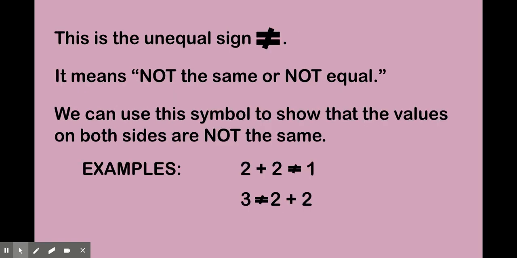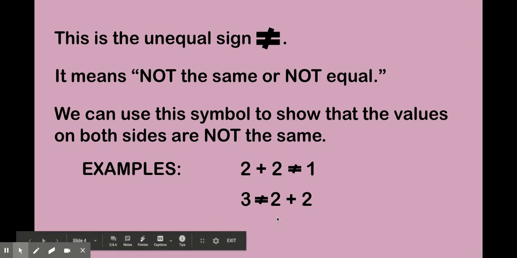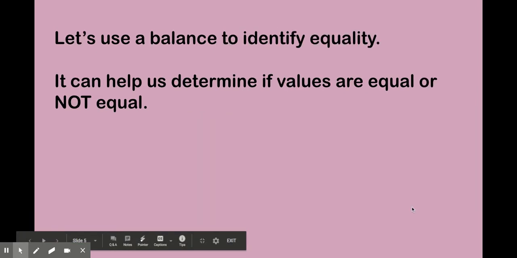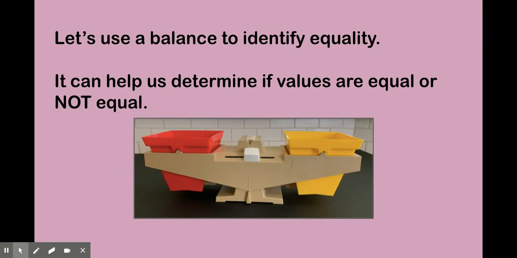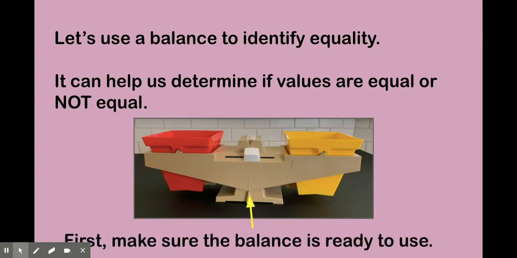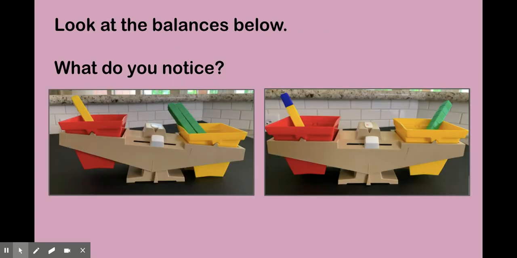So you're going to see that there are equations that can be balanced, that are equal, and ones that are unbalanced, that are not equal, such as these. So let's practice. We're going to use this little balance, and this yellow arrow is pointing to this line and this triangle. Like I showed you guys yesterday, when they line up like that, that means it's balanced and it's even. So we want to make sure we start with that.